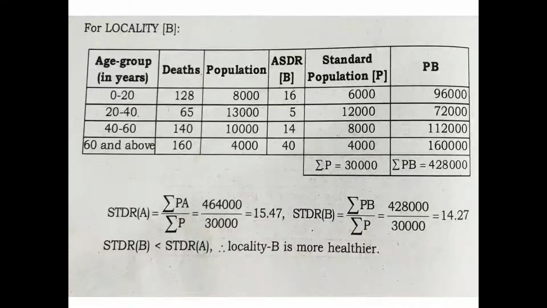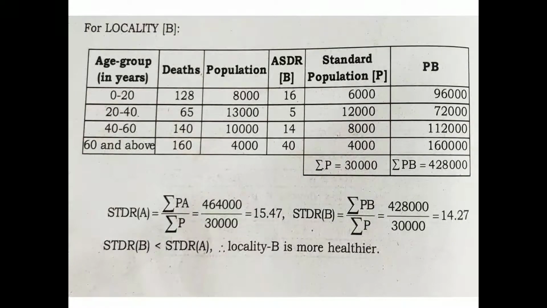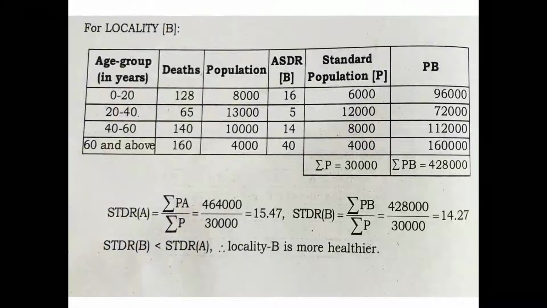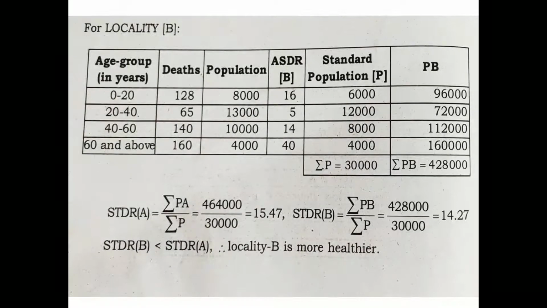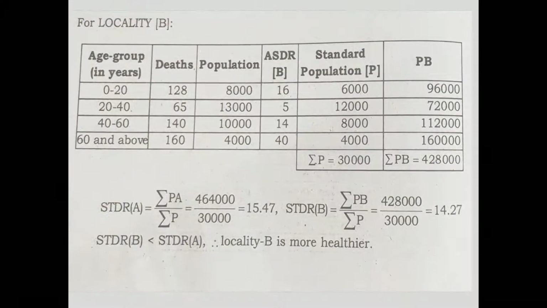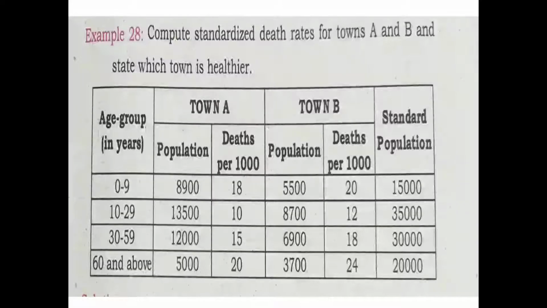So the standardized death rate is less in B compared to the standardized death rate in A. So locality B is healthier. We shall move on to the next problem.